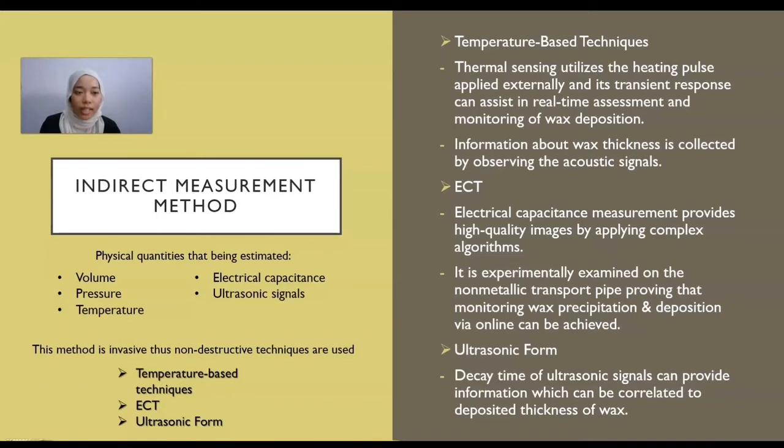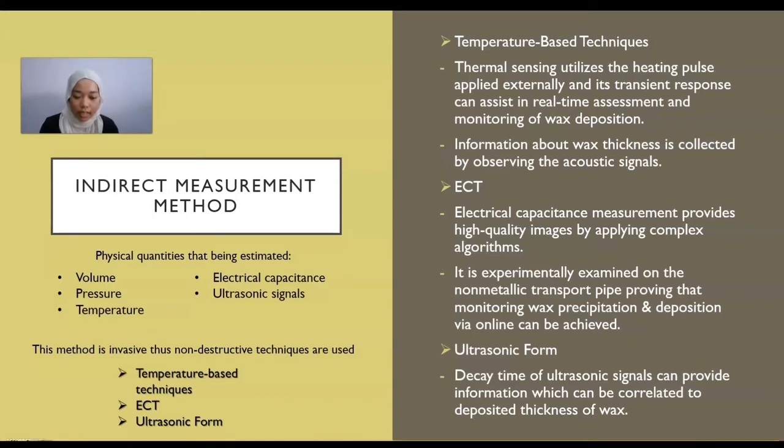Thermosensing utilizes a heating pulse applied externally, and its transient response can assist in real-time assessment and monitoring of wax deposition. Information about wax thickness is collected by observing the acoustic signals. And ECT is an electrical capacitance measurement that provides high-quality images by applying a complex algorithm. It is experimentally examined on a non-metallic transport pipe, proving that monitoring wax precipitation and deposition online can be achieved.